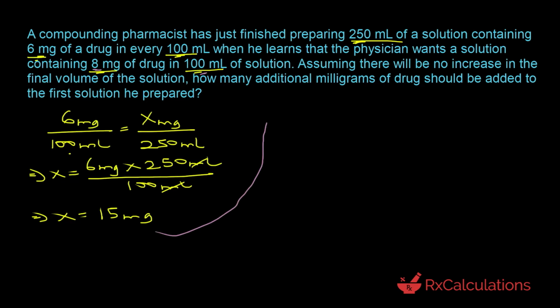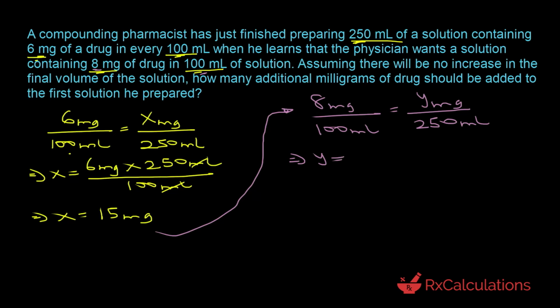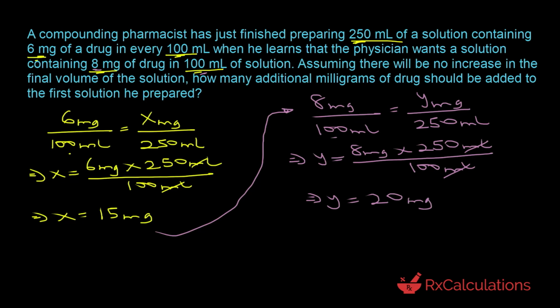Now you're going to do the same thing using the 8 milligrams and the 100 milliliters. So what that would look like then is you have 8 milligrams of drug in 100 milliliters. That should be equal to some quantity in milligrams divided by 250 milliliters. You go ahead and solve for the unknown here. So y is going to be equal to the product of the extremes, which is going to be 8 milligrams times 250 milliliters divided by the 100 milliliters. The milliliters cancel out, and that would imply that the y, or your unknown, is going to be equal to 20 milligrams. But we don't stop here.